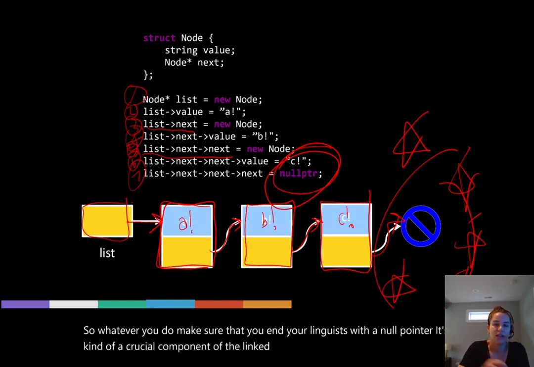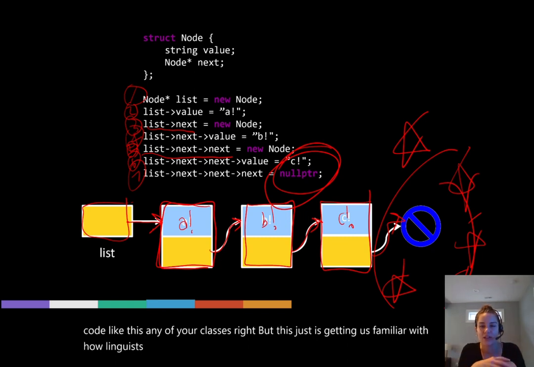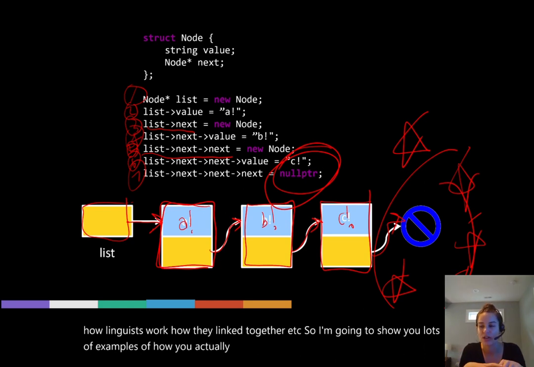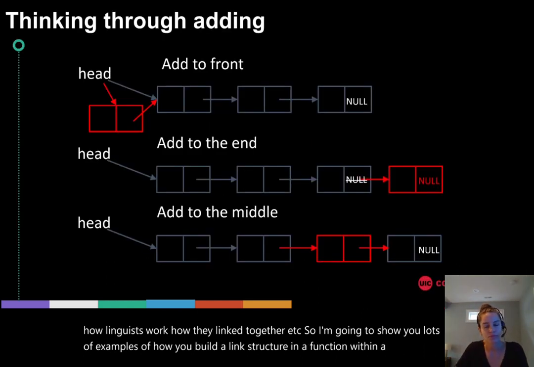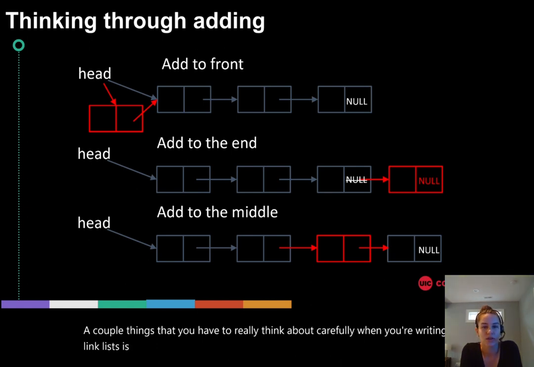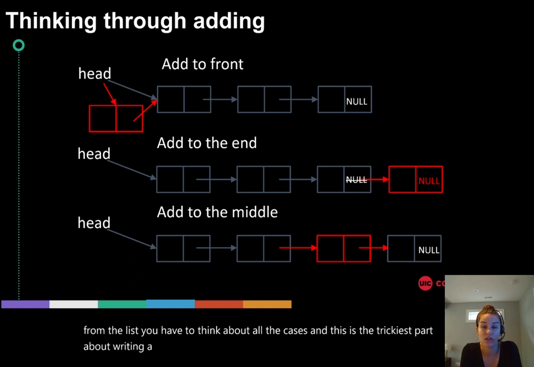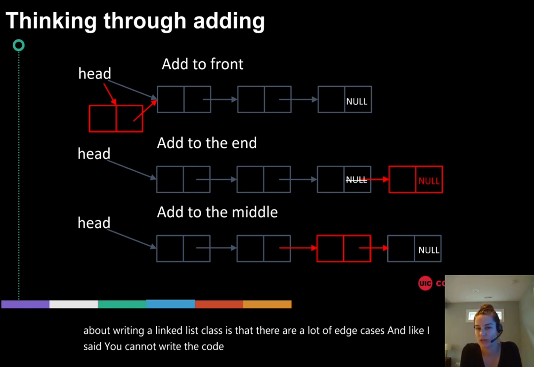It's kind of a crucial component of the linked list. Now, you're not going to write any code like this in any of your classes, right? But this is just getting us familiar with how linked lists work, how they link together, etc. So I'm going to show you lots of examples of how you actually build a link structure in a function within a class. A couple things that you have to really think about carefully when you're writing linked lists is changing the list at all. So if you are adding to the list or removing from the list, you have to think about all the cases. And this is the trickiest part about writing a linked list class, is that there are a lot of edge cases. And like I said, you cannot write the code for these classes unless you diagram them.